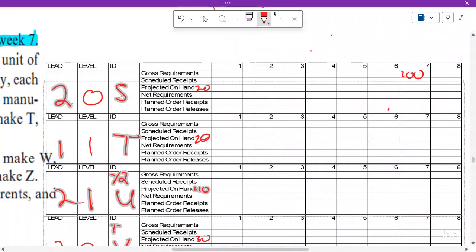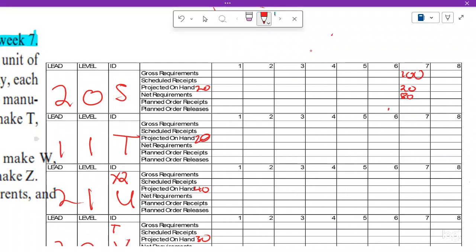Ultimately, on hand, we have 20. On hand, we have 20 fully complete product of S. How much is required? 100. We give them the 20, then how much is outstanding? 80. Is that what we have on hand? No, it's what we must order. You understand? You order 80. It becomes your net.